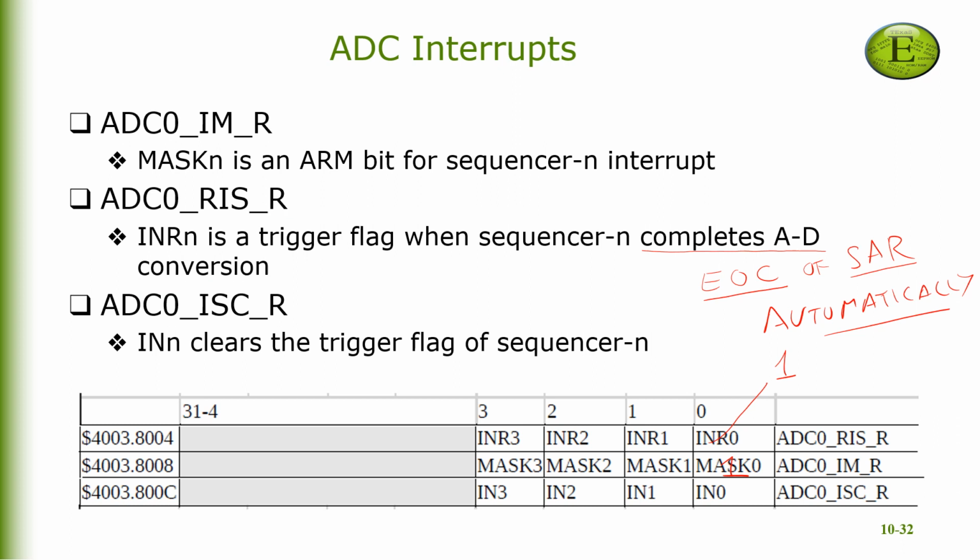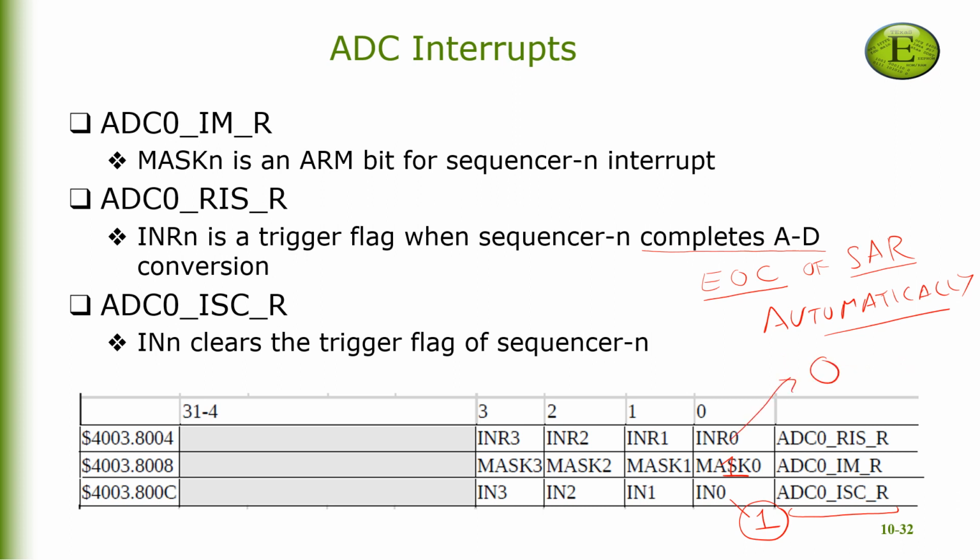Once the trigger flag has been generated, then we need to acknowledge the interrupt. And for that, as we saw in the case of the GPIO port interrupts, we want to clear this. So we want to make this 1 equal to 0. We cannot write directly to this RIS register. In fact, what we are going to do is write the corresponding bit to the interrupt clear register. So this third register is ADC0 ISC, interrupt status clear, I think. We set this bit to 1, and that is going to make this bit go to 0.